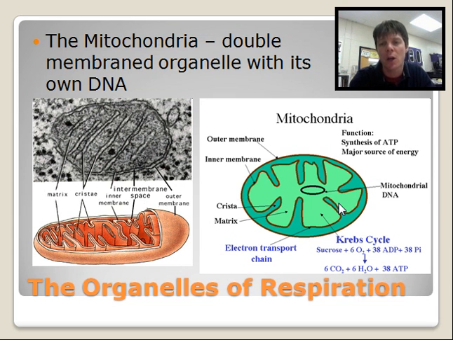Some other things you should know about the mitochondria. We have the matrix. This is the fluid which fills the inside of the mitochondria. The Krebs cycle occurs inside of the matrix. Finally, the electron transport chain is occurring within the membrane of the mitochondria. I'll also mention the cristae. These are folds within the inner membrane of the mitochondria, which give more surface area.